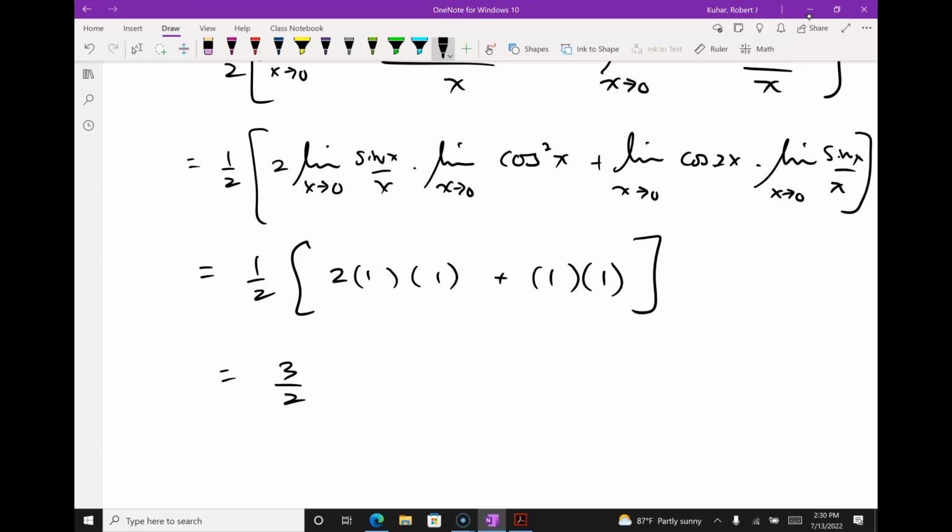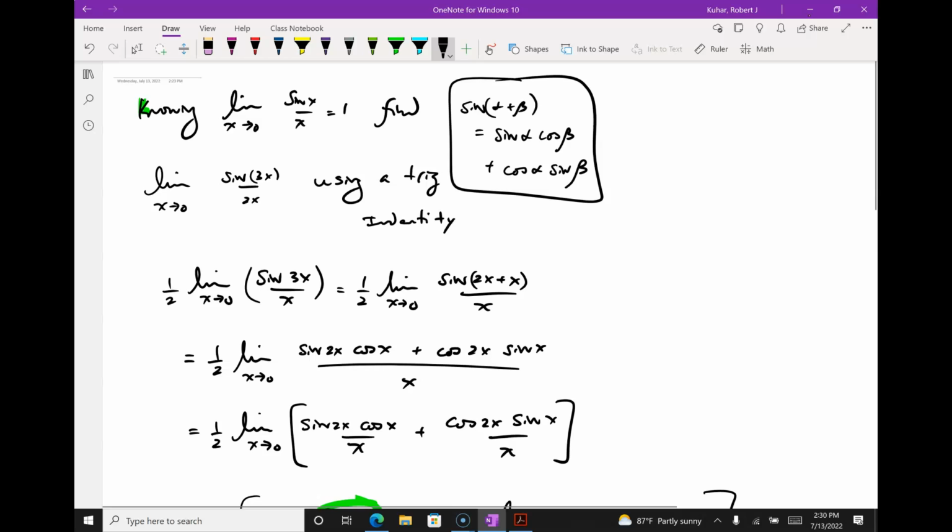No, you can't take 3 out. This 3 cannot come out. What is that 3 saying in the original? That's a 3x, sine 3x, yes? It's saying repeat the cosine 3 times.